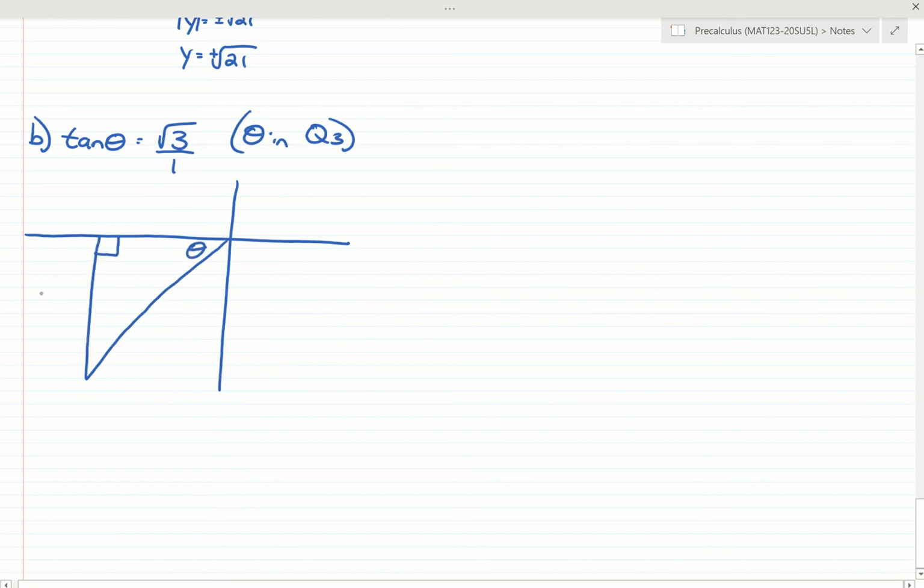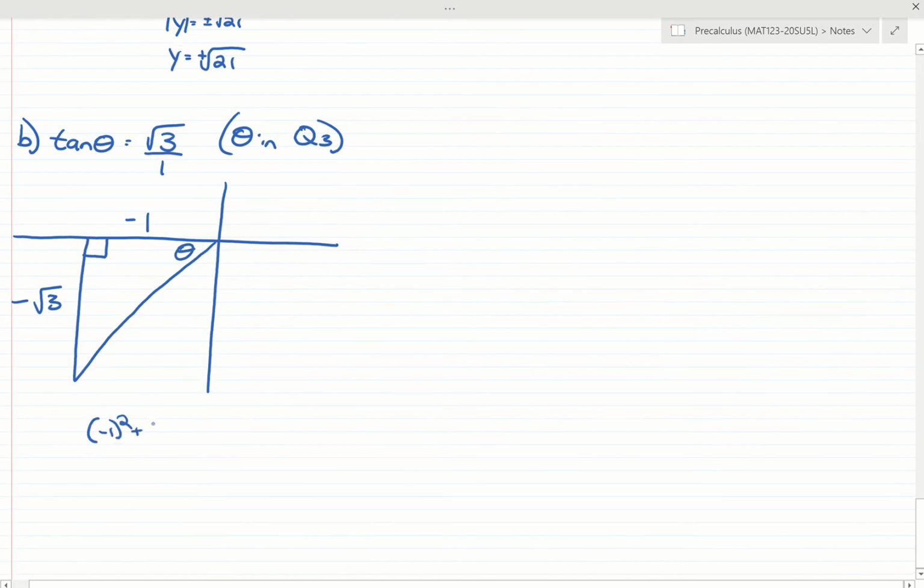So here's our angle, the opposite over adjacent. But anytime you go left or down, that side has to be negative. So we just need a hypotenuse. So let's take our legs, square them. And that's going to equal our hypotenuse squared. 1 plus 3 is 4. So our hypotenuse would be plus or minus 2, but the hypotenuse is always positive. So we have an opposite side and we have an adjacent side. So let's figure out our 6 trig functions.